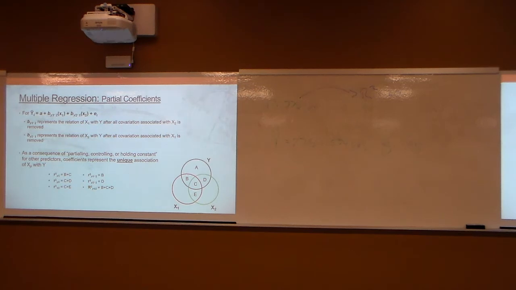Same thing if we're looking at the regression of Y on X2 controlling for X1. We're just getting D. So C is the shared overlap between X1 and X2. And all of regions B, C, and D get counted into what statistic in our model?